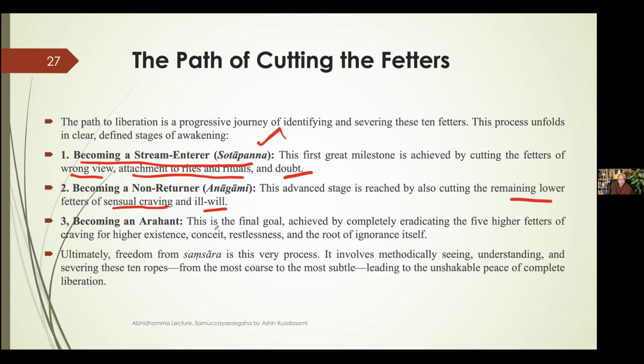Becoming an arahant, this is the final goal, achieved by completely eradicating the five higher fetters of craving for higher existence, conceit, restlessness, and the root of ignorance. Here, the higher existence: Rupa Raga and Arupa Raga, Mana, Uddhacca, and Avijja. So ultimately, freedom from samsara is this very process. It involves methodically seeing, understanding, and severing these ten ropes from the most coarse to the most subtle.